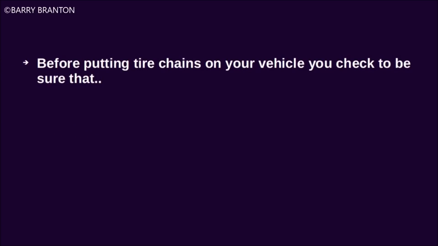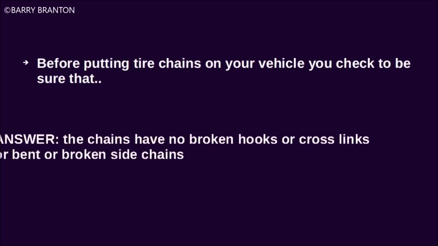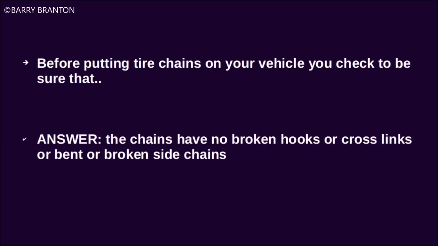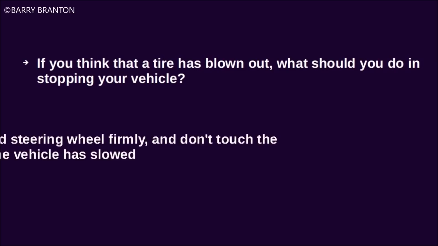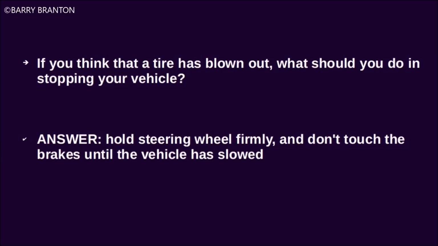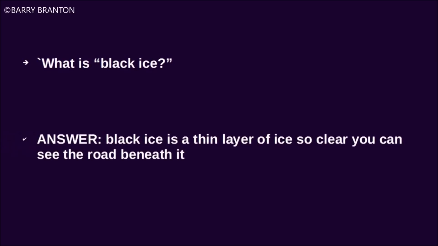Before putting tire chains on your vehicle, you check to be sure that the chains have no broken hooks or cross links or bent or broken side chains. If you think that a tire has blown out, what should you do in stopping your vehicle? Hold the steering wheel firmly and don't touch the brakes until the vehicle has slowed. What is black ice? Black ice is a thin layer of ice so clear you can see the road beneath it.